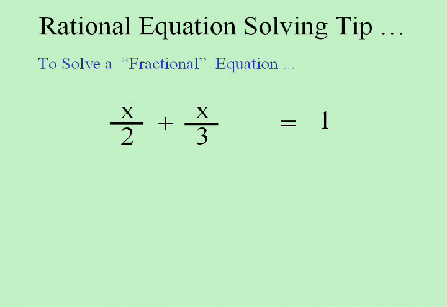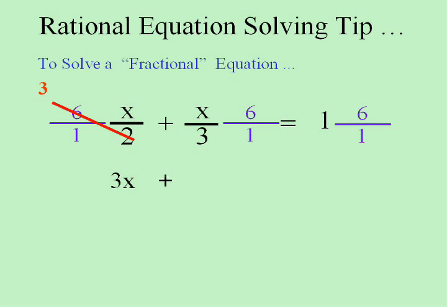So to solve a fractional equation, we're going to multiply everybody by the least common denominator. I say the least common denominator over 1 to emphasize that it's in the numerator, thereby canceling out denominators. In this case, it's 6. And watch what happens. 6 cancels the 2, leaves you with a 3, and I have a 3x for that term. 6 cancels this 3, leaving you with a 2, and I have a 2x for that term.